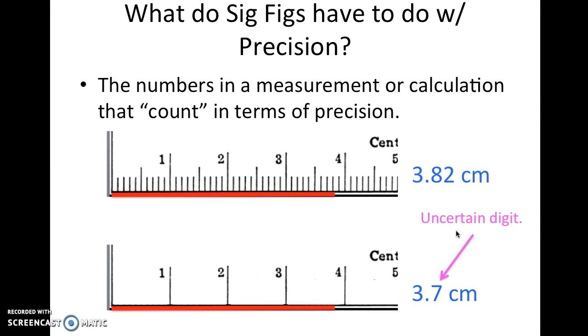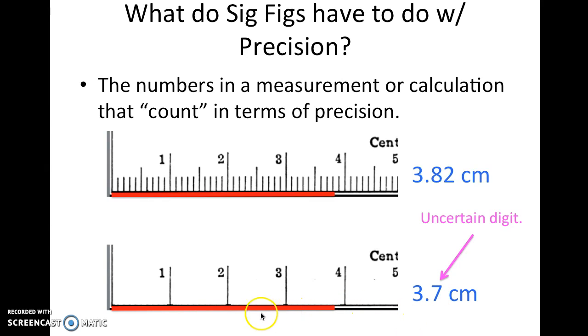So what do significant figures have to do with precision? We talk about significant figures being the numbers in a measurement or calculation that count in terms of precision, like the numbers that matter. So to see what I mean by that, if we're measuring this red line again, but instead of having this really nice fancy ruler with all these increments, let's say we have this ruler that only has increments for the centimeter marks.